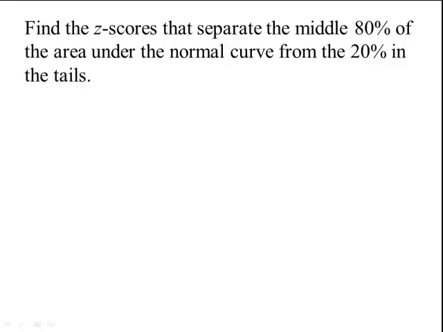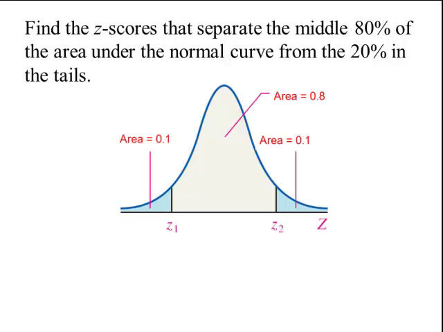Here's another example. Find the z-scores that will separate the middle 80% of the area under the standard normal curve from the 20% in the tails. Well, our first step is to draw a picture. Here's our middle 80%, and the remaining 20% are in the tails. So therefore this has to be 20% divided by 2, and this is 20% divided by 2, which is 10%.